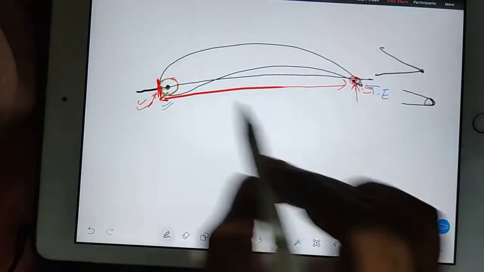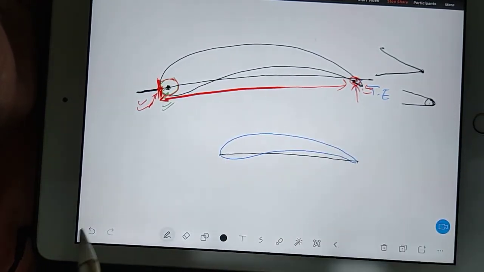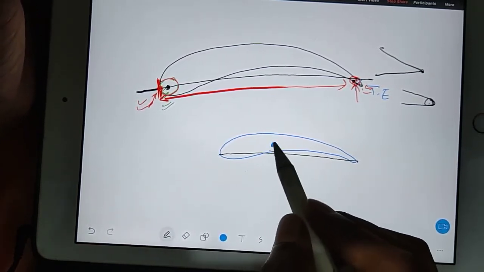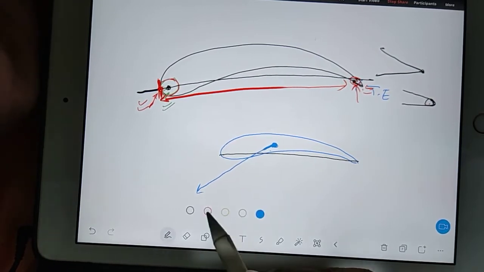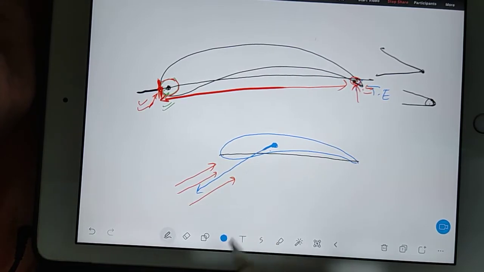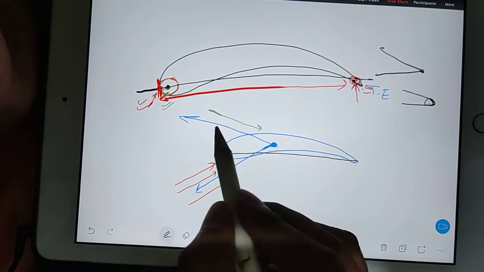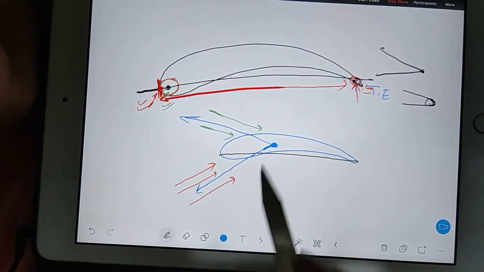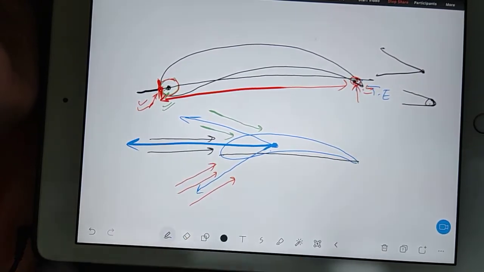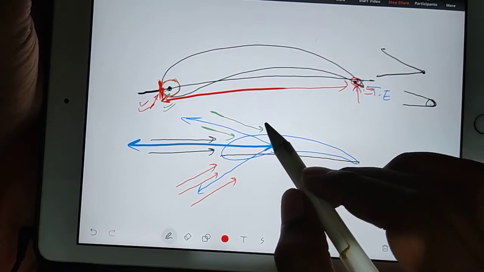Now suppose you have an airfoil, and in the airfoil there is a chord line. Maybe this airfoil may fly like this, or may fly like that. So the free stream will come in this direction. Maybe this airfoil will fly like this, then your free stream will come in this direction. Maybe your airfoil will fly like this, then your free stream will come like this. So the angle between the chord line and the free stream is known as the angle of attack.